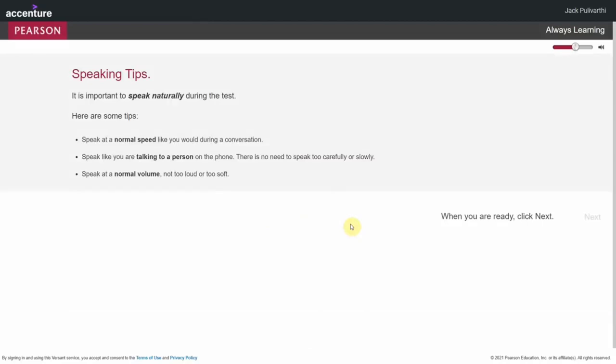Speaking tips. It is important to speak naturally during the test. Here are some tips. Speak at a normal speed like you would during a conversation. Speak like you are talking to a person on the phone. There is no need to speak too carefully or slowly. Speak at a normal volume, not too loud or too soft. When you are ready, click Next.